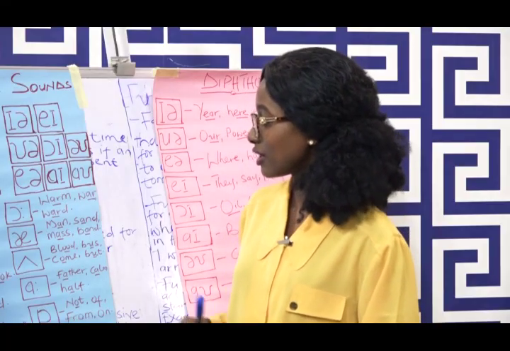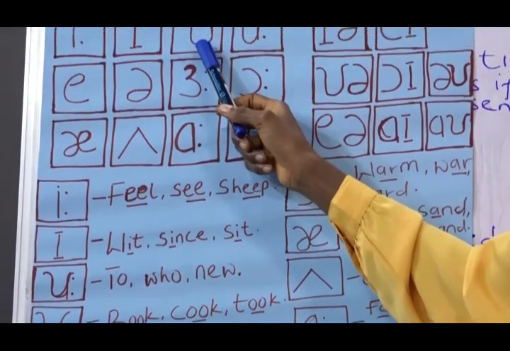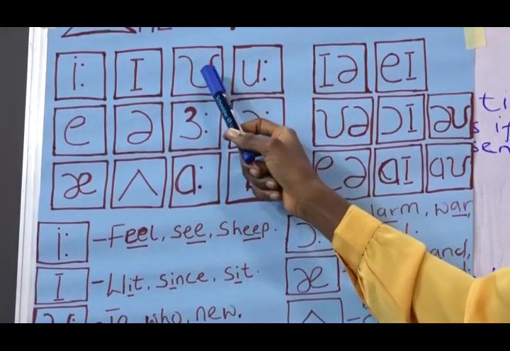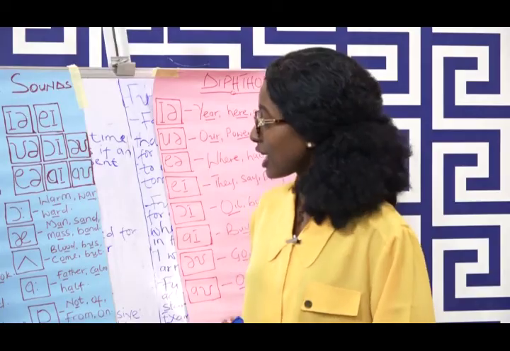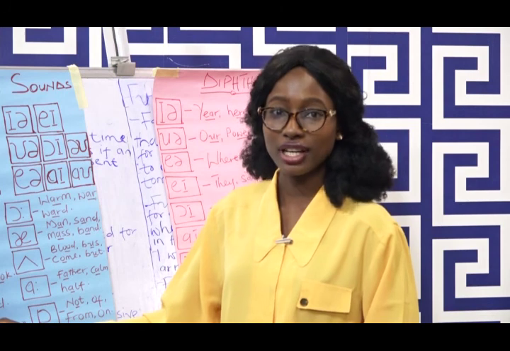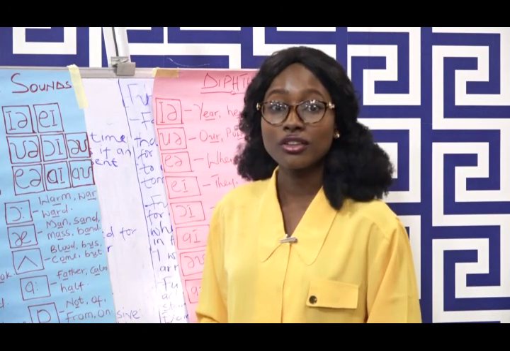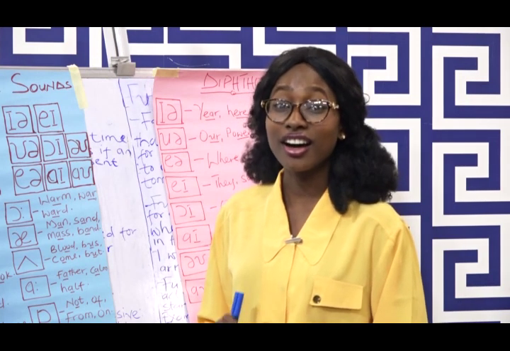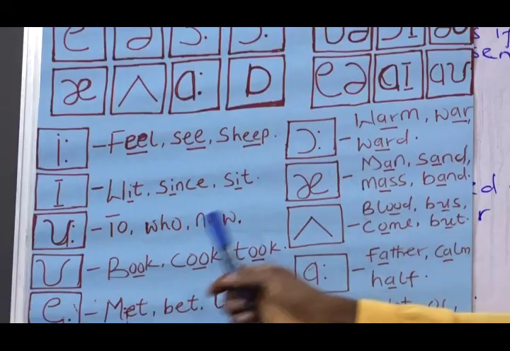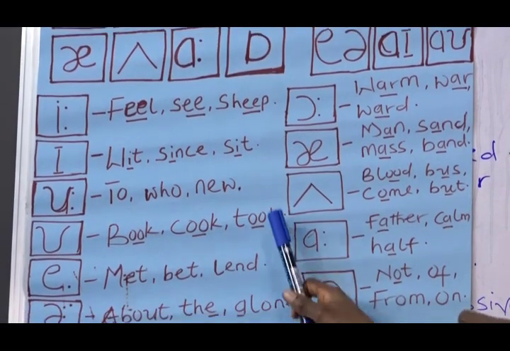And now, for this sound, this is the shorter version of this. Now you have book, and it is pronounced so. So you have book, cook, took.